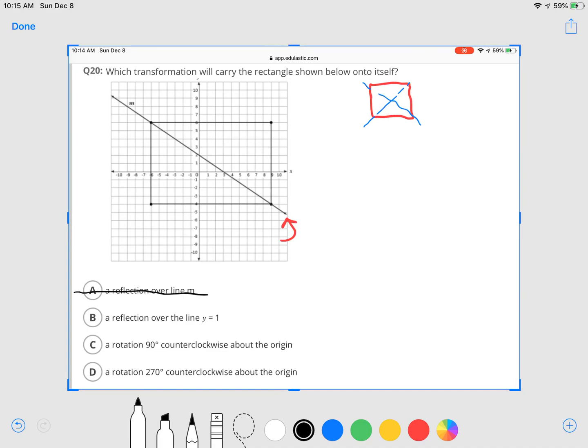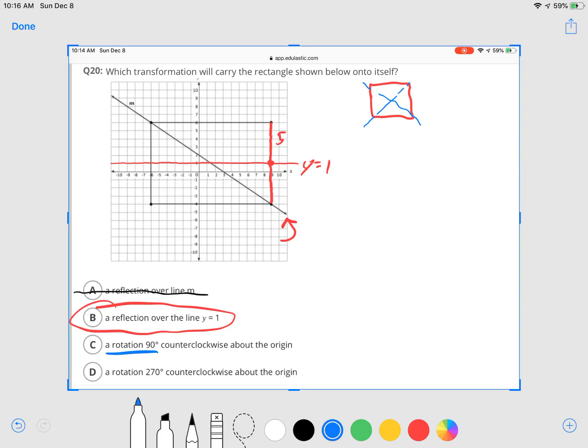A reflection over the line y equals 1. Y equals 1 is a horizontal line going through a height of 1. This is the line y equals 1. And that looks like it works. Let's just count how much of the rectangle is above. So starting from here, we got 1, 2, 3, 4, 5 units here. And 1, 2, 3, 4, 5. Yeah, so this is directly halfway. So if you reflect the rectangle over that line, then it would land back on top of itself. So B is the answer.